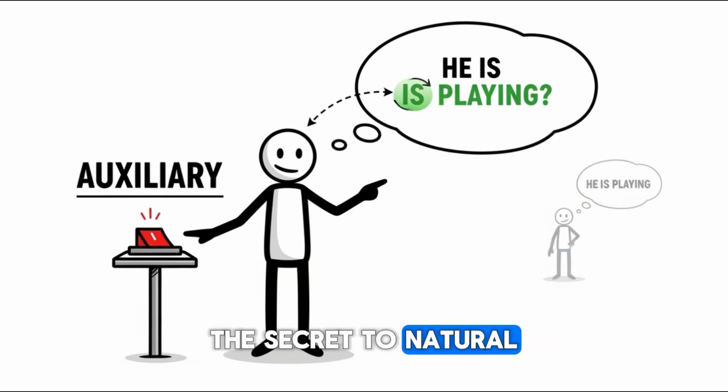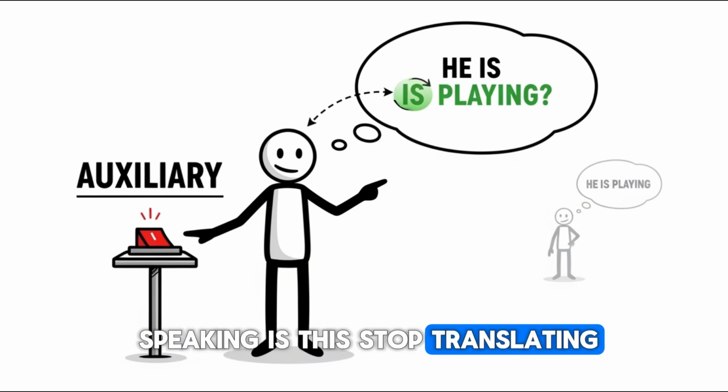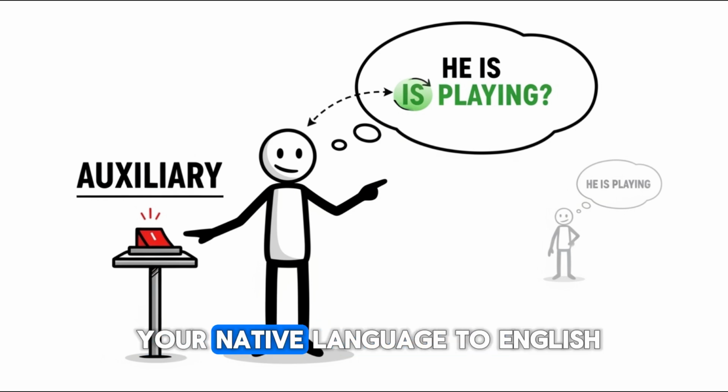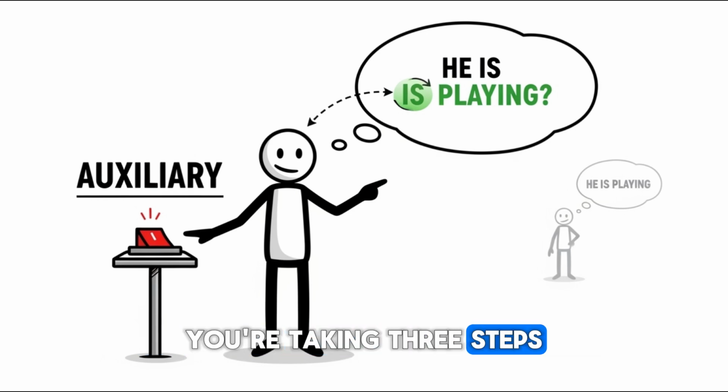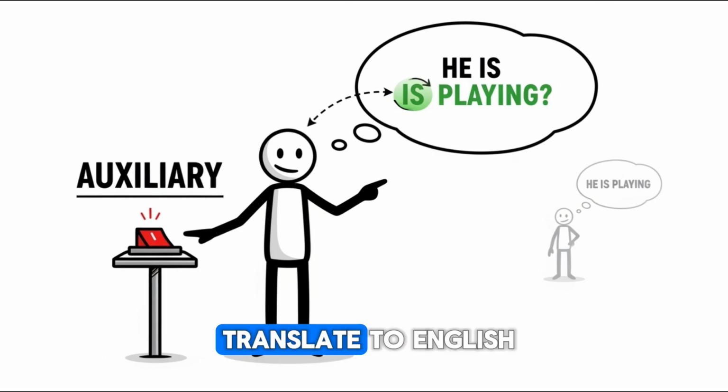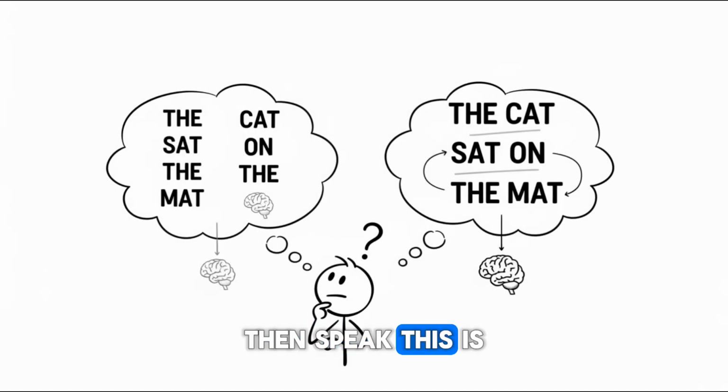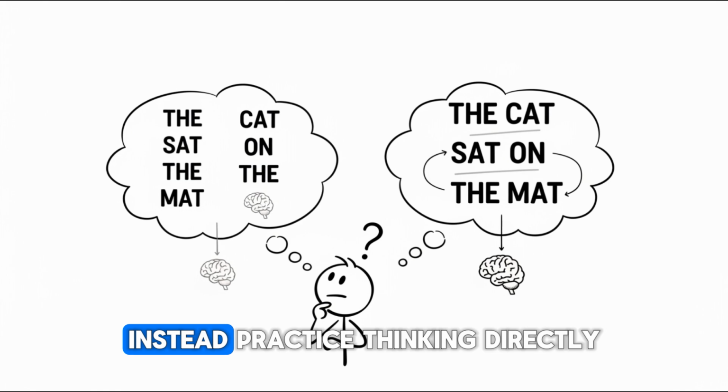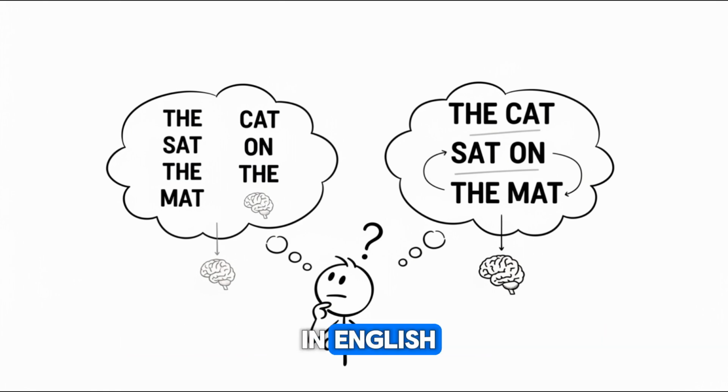The secret to natural speaking is this: stop translating. When you translate from your native language to English, you're taking 3 steps. Think in your language, translate to English, then speak. This is slow and exhausting. Instead, practice thinking directly in English. Start simple. Narrate your day in your head, using English: I wake up, I brush my teeth, I make coffee. Build the habit of English thinking, and speaking becomes effortless.